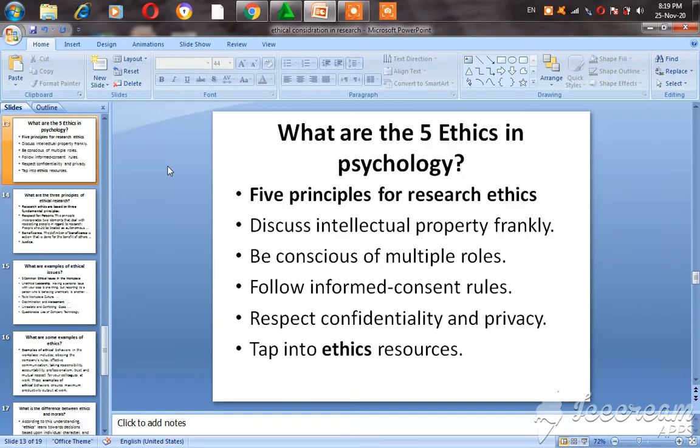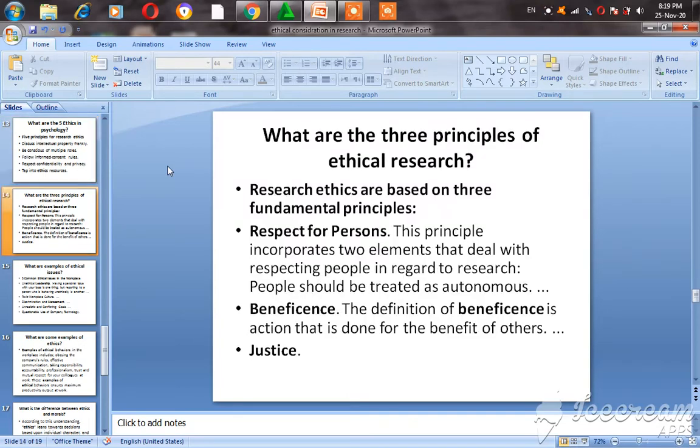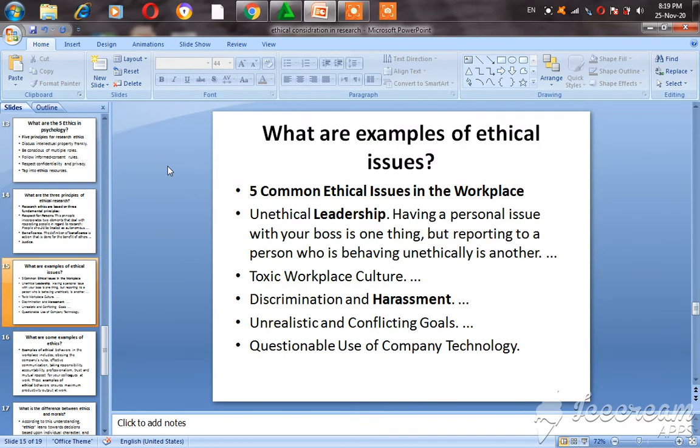5 areas of psychology. Discuss intellectual property frankly. Be conscious of multiple roles. Follow informed consent rules. Respect confidentiality and privacy. Tap into resources. 3 principles. The fundamental principles are respect for persons, beneficence, and justice.